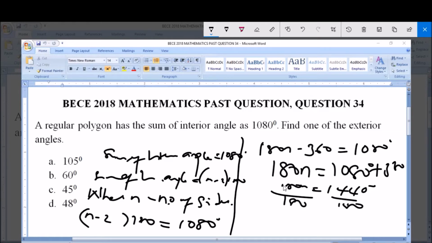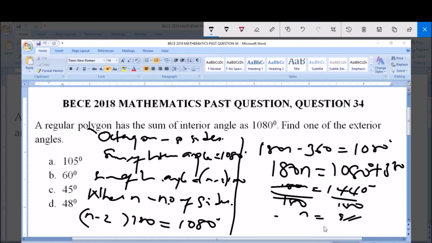Since 180 is the coefficient of n, this one needs to cancel 180 here. We have n is equal to 1440 divided by 180, which is equal to 8. So our n is equal to 8. That means the number of sides of this polygon is 8, meaning that this polygon is an octagon. That is, this polygon is an octagon. It has 8 sides. We'll find the number of sides now to be 8.